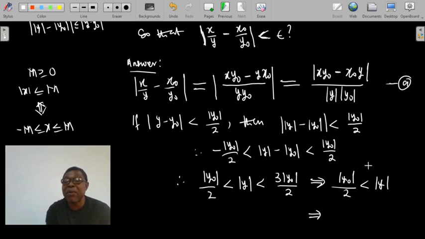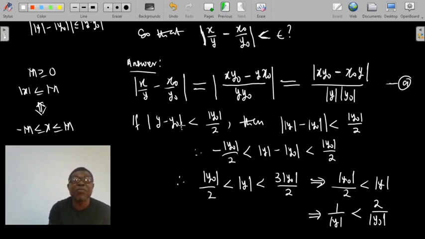which in turn implies that, in fact, this particular one is equivalent to what I will write now, taking reciprocal of both sides. We can take reciprocal because we know that y naught is not 0 and y is not 0. So if I take reciprocal, I'll get that 1 over absolute value of y will be less than 2 over absolute value of y naught. Now, using this inequality in A, remember that this inequality is gotten provided that absolute value of y minus y naught is less than absolute value of y naught over 2.